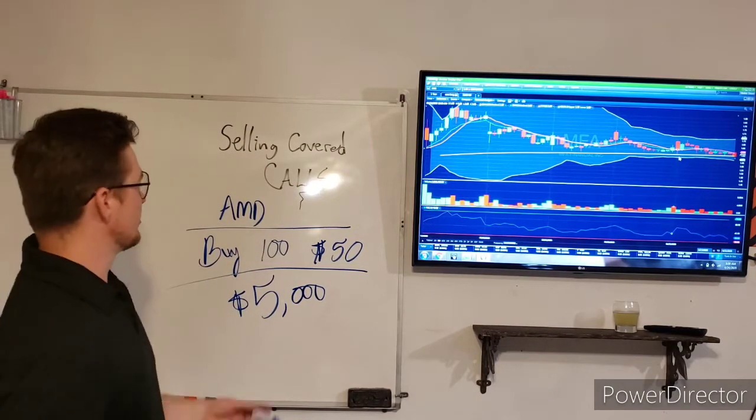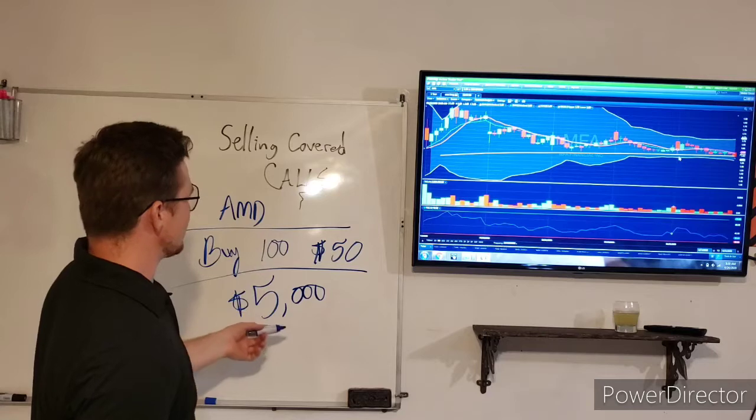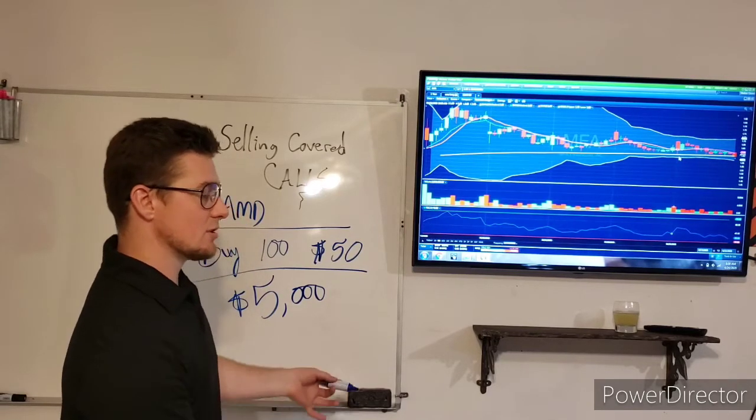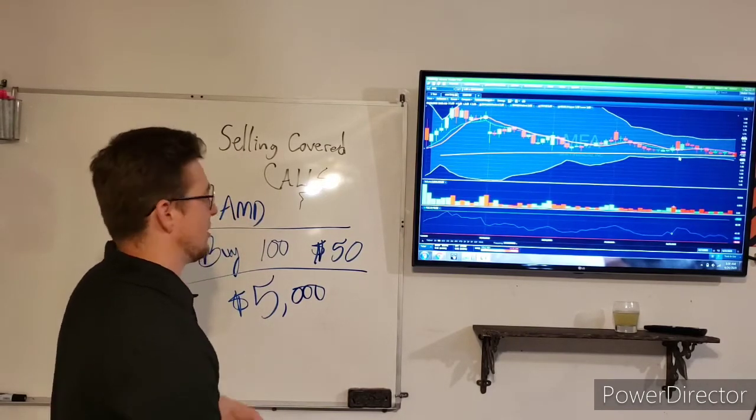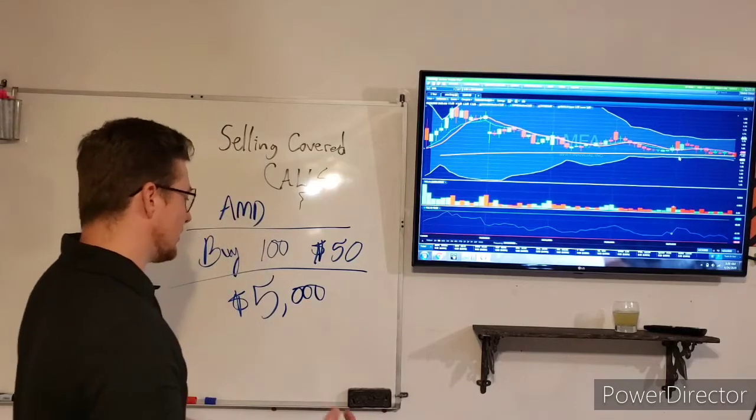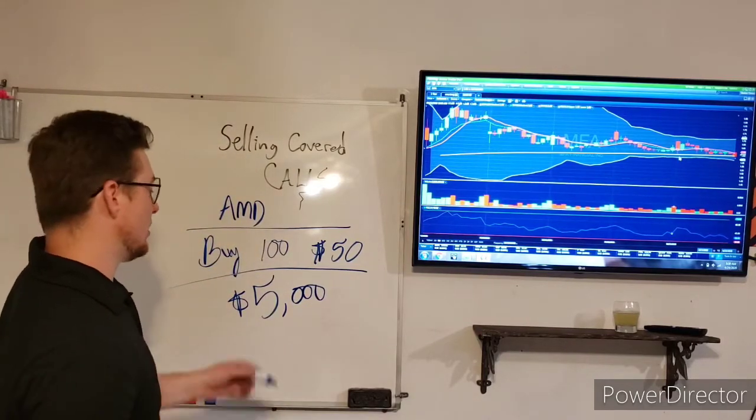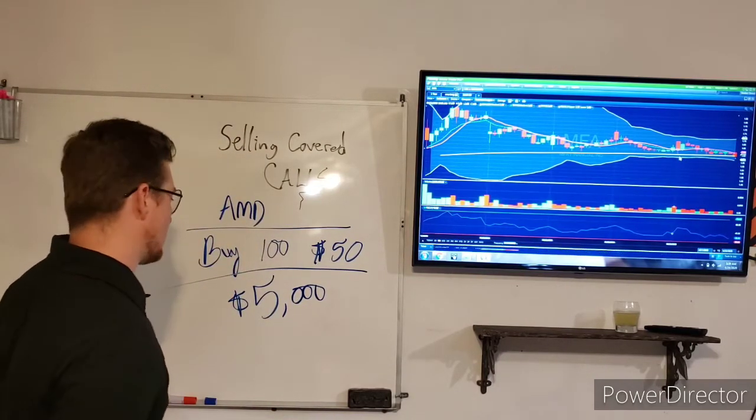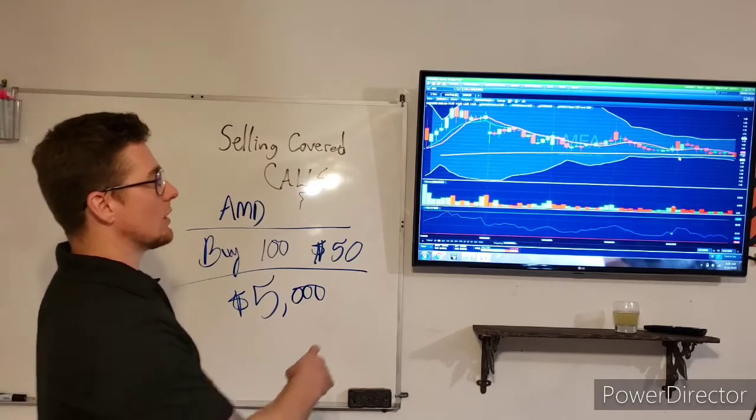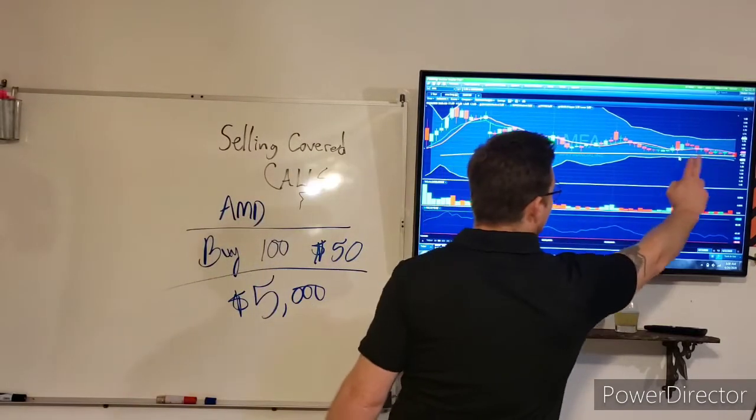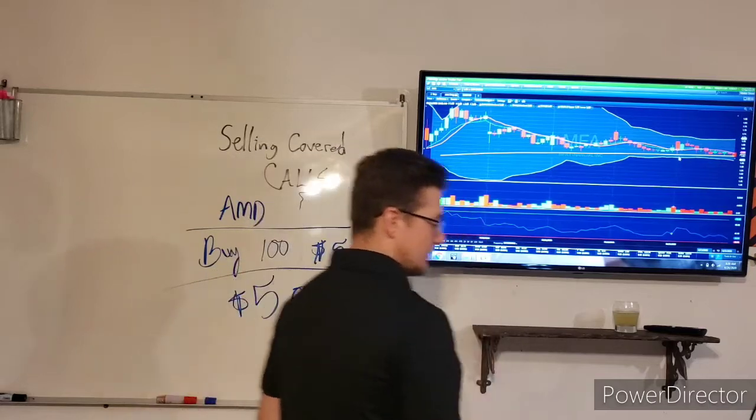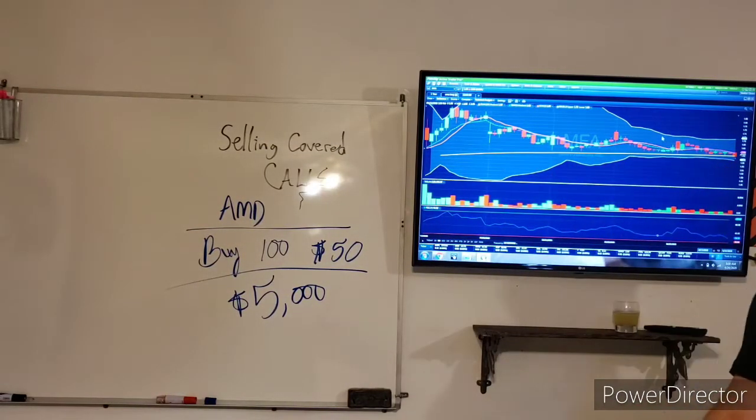So some of you might be asking yourself, well, wait a minute. If I'm only receiving $50 for the premium and the shares cost me $5,000, I'm getting a very, very small percentage of this as part of the return. Excellent. That is why we're going longer on the expiration, right? So this is like 5 days. We put it back on AMD.